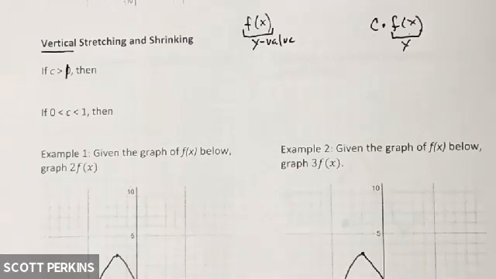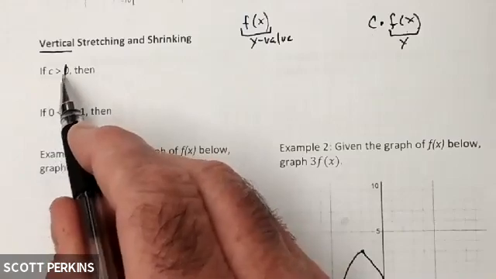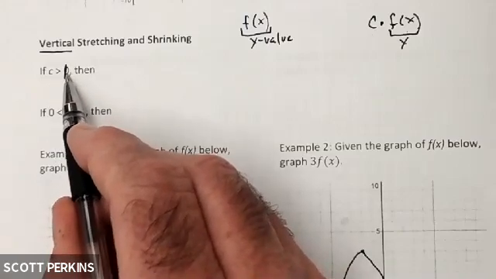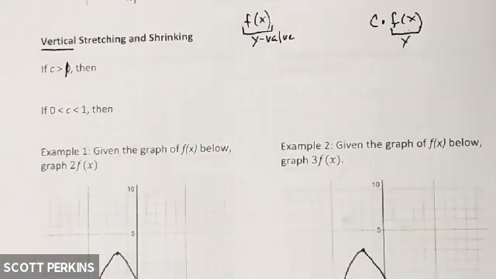So there are two situations that can happen, but all you're going to be doing is multiplying by the y values. If c is greater than 1, so if it's 1.5 or 2 or 5 or 6, and I multiply all my y values by 5, what do you guess is going to happen to the graph? Are the y values going to be bigger than they were or smaller? They're going to be bigger. So if all my y values are bigger than they were, I'm going to stretch the graph.